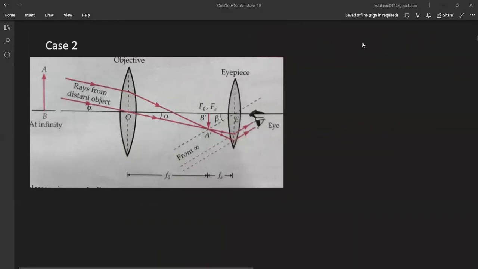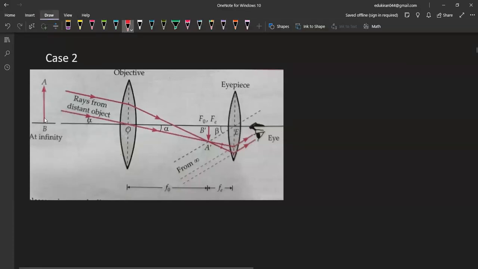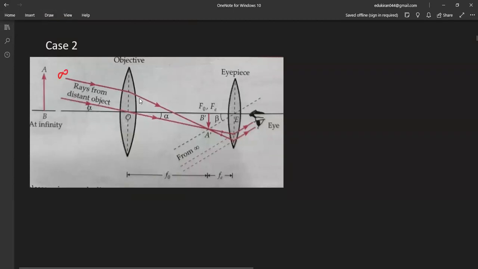Look, in the second case, same thing will occur. Object is present at infinity. Light rays are coming. Intermediate first image is formed. Then when you produce the rays, these will be formed at infinity. The difference is that this was the object distance for the eyepiece. Now it is equal to the focal length of eyepiece. Because when this object will be at its focal length, then only the final image is formed at infinity. So here in this case, UE is equal to FE.